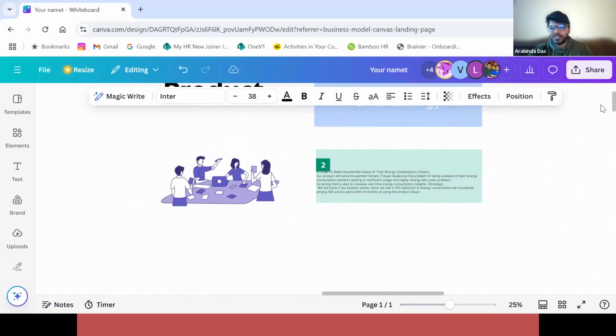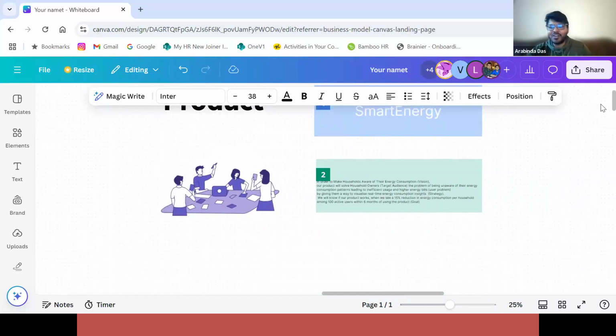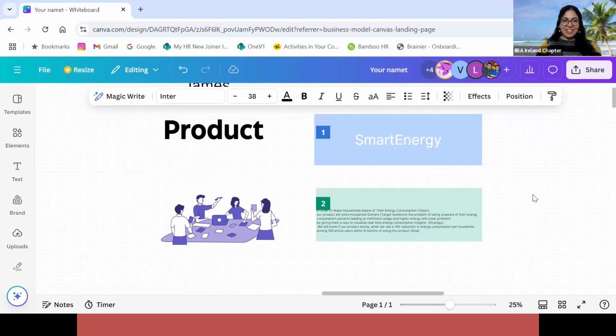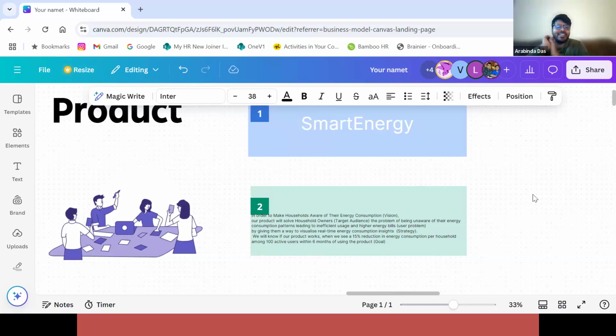Who is the person here? Let me see. Oh, our president. Let's see what our president has put, working in the energy industry. Okay, in order to make households aware of their energy consumption, our product will solve household owners' problem of being unaware of their energy consumption patterns, leading to inefficient usage and higher energy bills. By giving them a way to visualize real-time energy consumption insights, we'll know our product works when we see a 15% reduction in energy consumption per household among 100 users within 6 months.